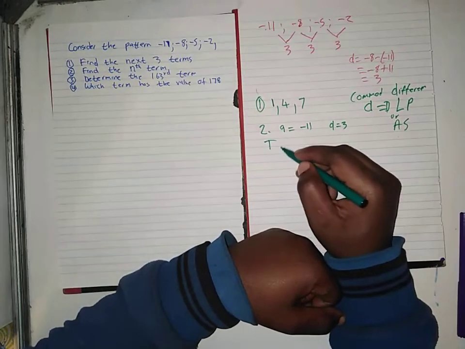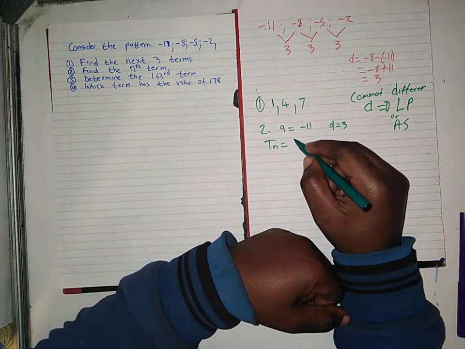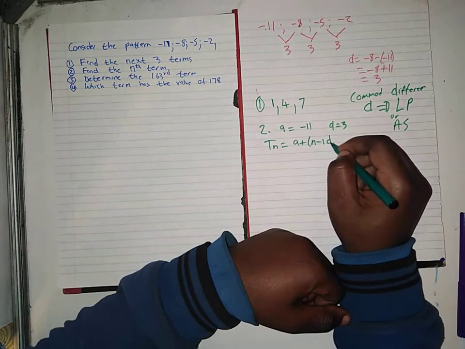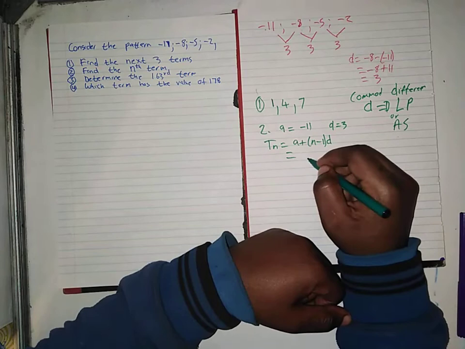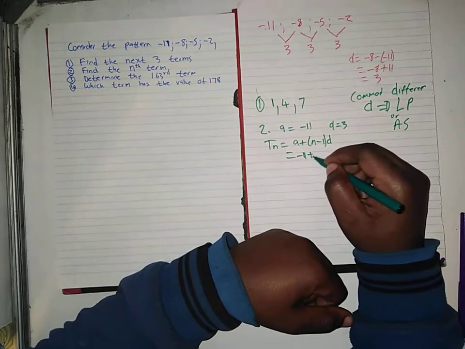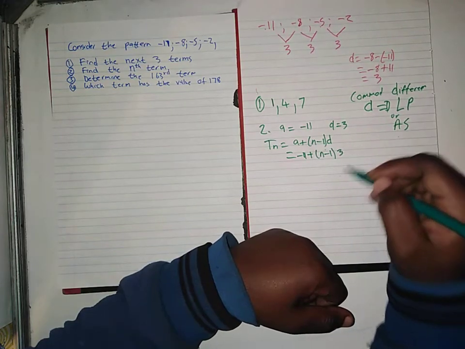So the equation is Tn, which is equal to what? Which is equal to a plus (n minus 1) d. And then in place of a, we've got minus 11, and then plus (n minus 1), and then in the place of d, we've got 3.